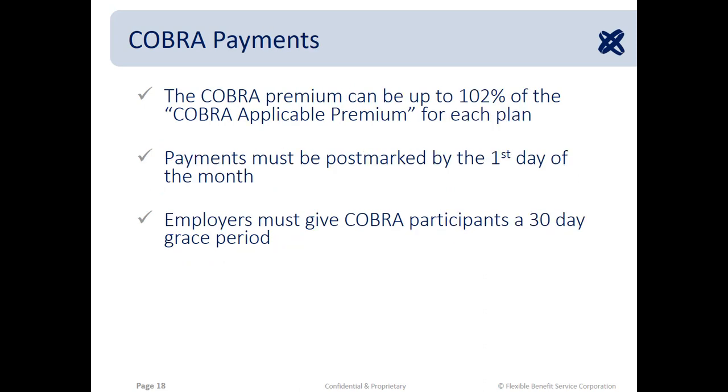Here's how the COBRA payments work. The COBRA premium can be up to 102% of the COBRA applicable premium for each plan. In the case of self-administered COBRA, the employer keeps the additional 2% as compensation for the administration involved. If the employer is using a third-party administrator, then the administrator will generally keep the 2% as a part of their fees. Payments must be postmarked by the first of the month, and employers must give COBRA participants a 30-day grace period for late payments.